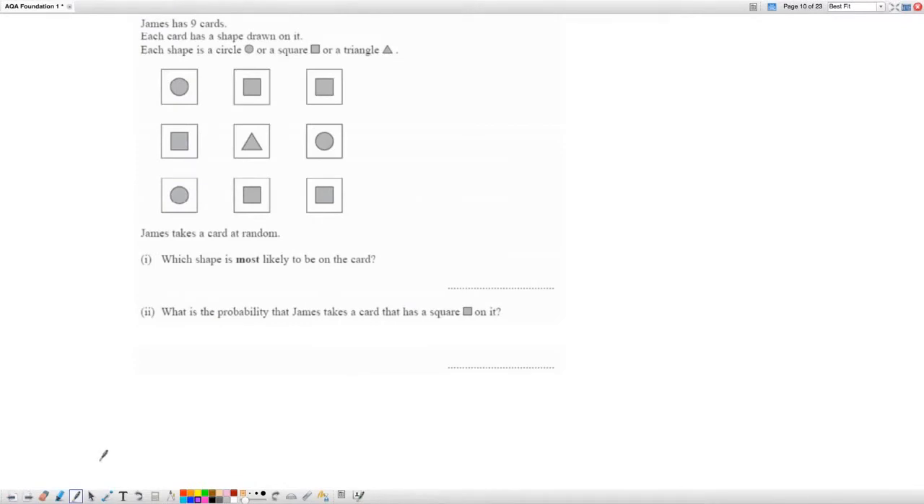James has 9 cards. Each card has a shape drawn on it. Each shape is a circle or a square or a triangle. We see here that altogether there are 9 cards in total. For circles we have 1, 2, 3. For squares, 1, 2, 3, 4, 5. And we have 1 triangle.